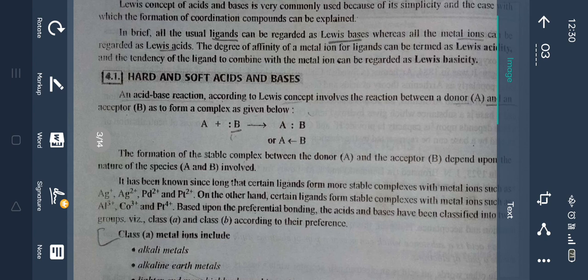such as Ag positive, Hg2 positive, Pd2 positive, and Pt2 positive. On the other hand, certain ligands form stable complexes with metal ions such as Al3 positive, Co3 positive, and Pt4 positive. Based upon the preferential bonding, the acids and the bases have been classified into two groups, class A and class B, according to their preferences.